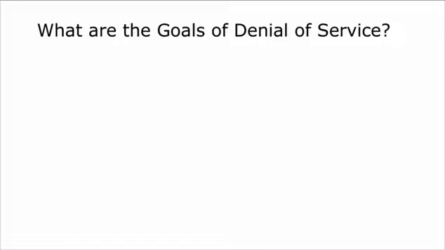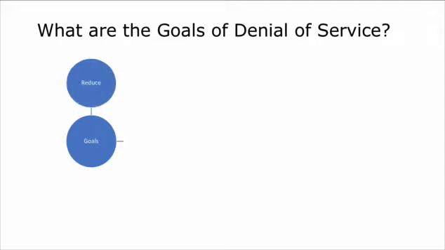So what are the goals of a denial of service attack? Well, the first thing is to reduce the availability of a service. In other words, make a service as slow as possible so that people don't use it. You could also look at restricting availability to a service. And this is very seldom done, but there are certain instances where different parts of the world have been restricted from accessing a certain service by a denial of service attack.